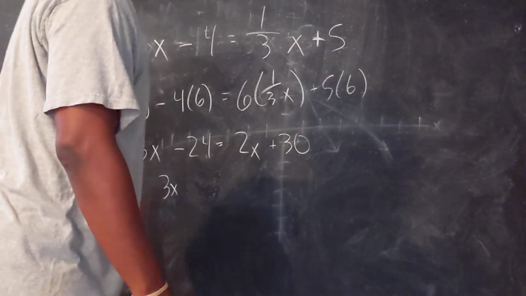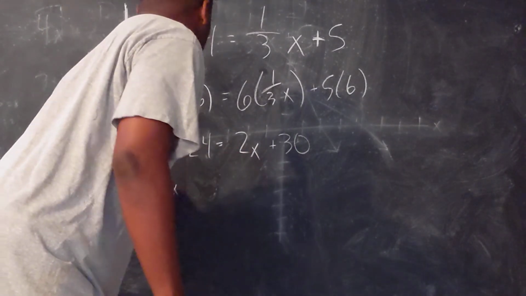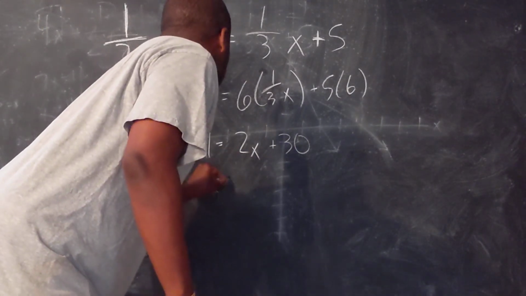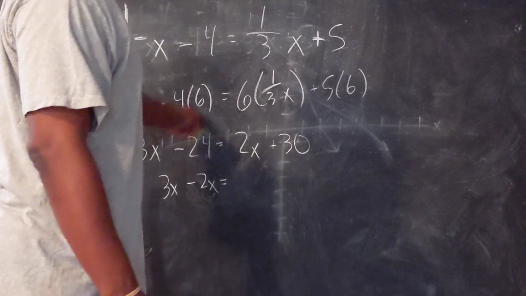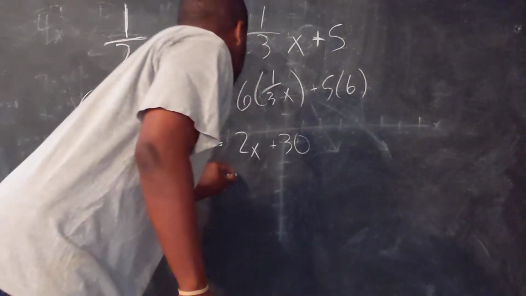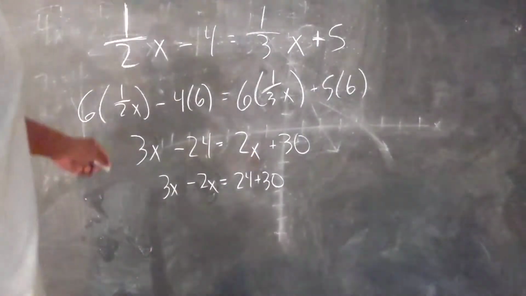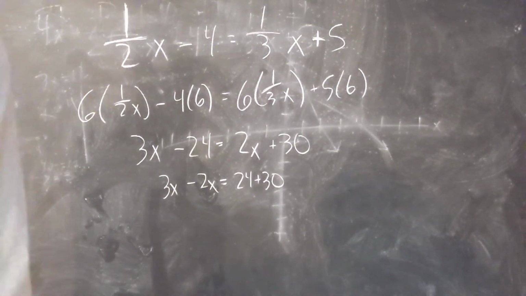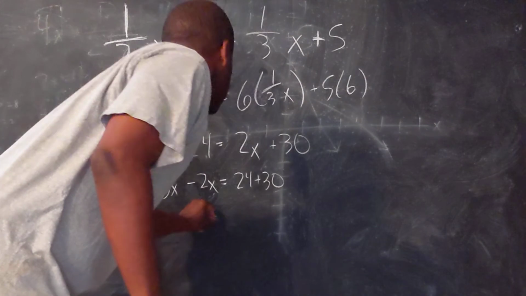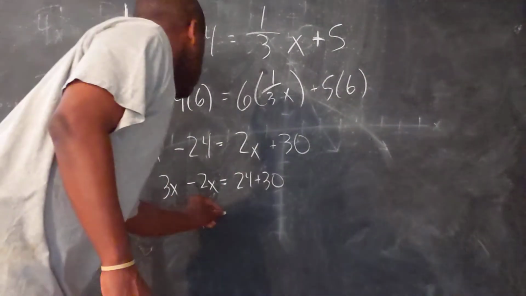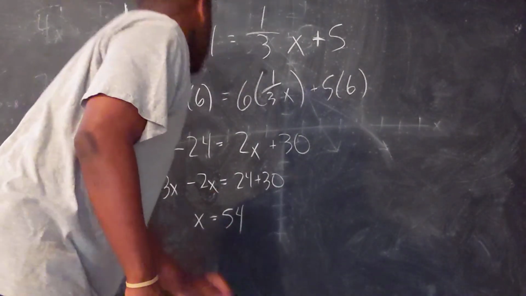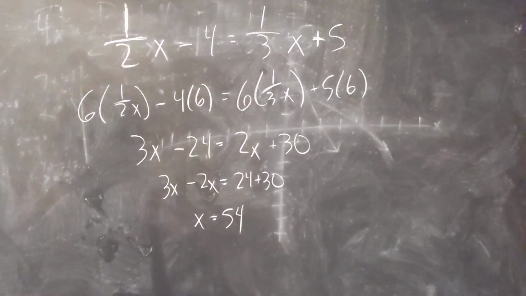I bring the 2x to the left side. It's positive over here, so it becomes negative. That -24, once we move it, it becomes positive. So now, 3x minus 2x is 1x, and 24 plus 30 is 54. We can plug everything back in to check.